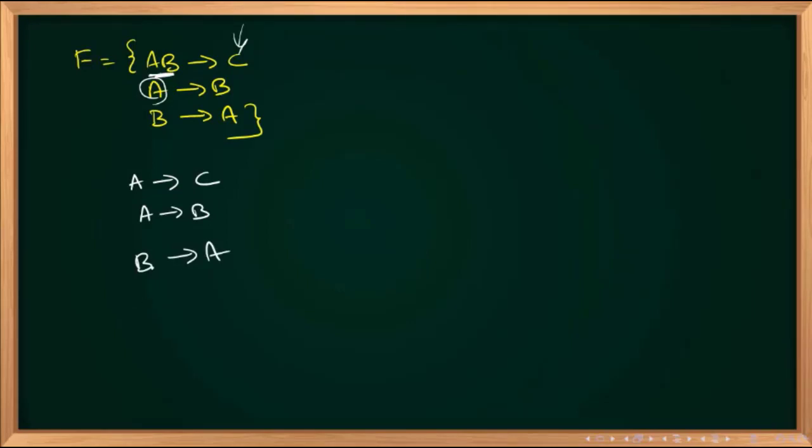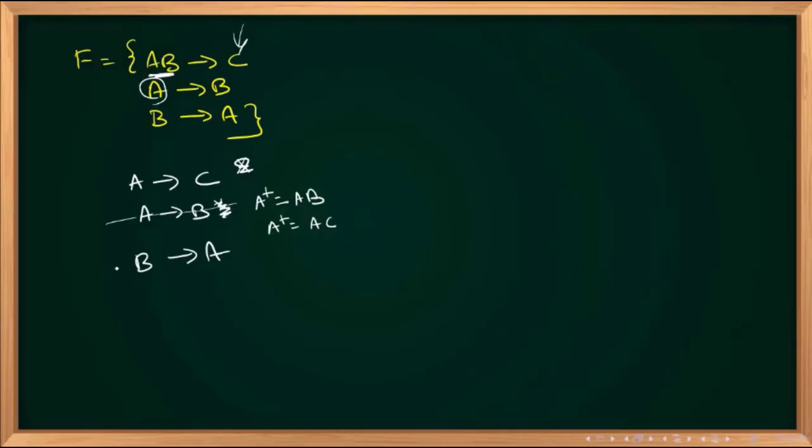Now left side, no unnecessary attributes. Any redundant attribute is there? Can I remove A to C? If you want to remove A to C, take A closure in the remaining. A closure contains A, B. That's all. So this C is not coming, so I cannot remove. Okay. Now can I remove A to B? Take A closure. You assume that it is not there, you don't consider this one. Remaining thing you take A closure. A closure is equal to A C. That's all. So B is not coming, so I cannot remove.